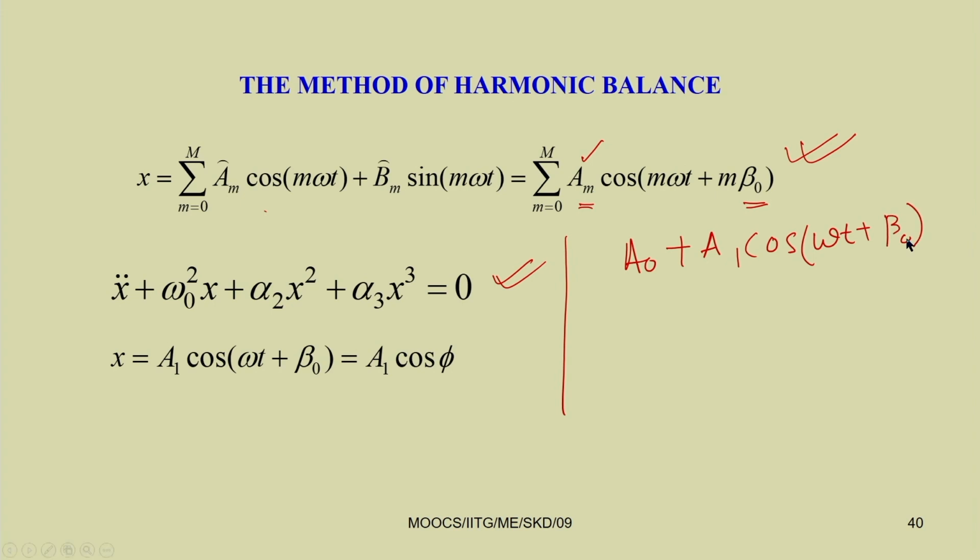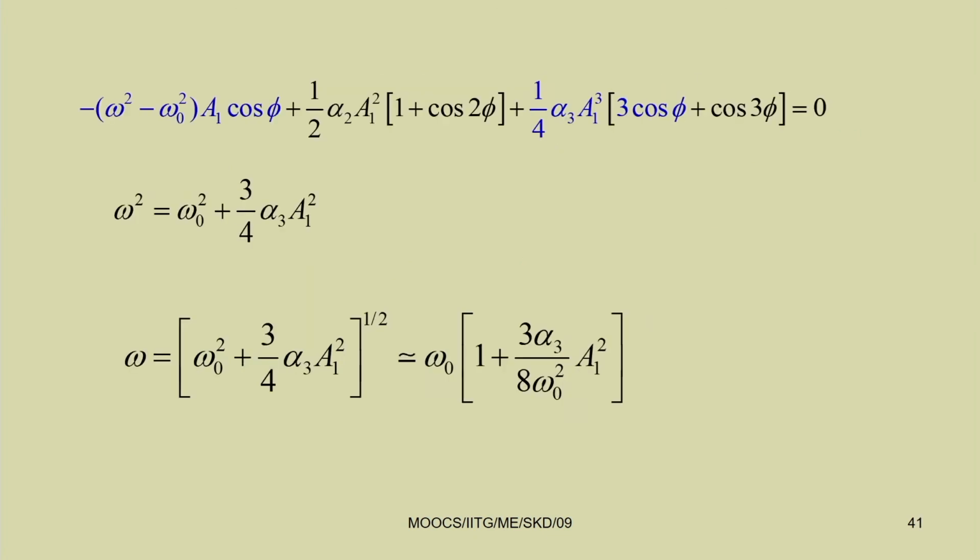If you are taking m equal to 0, this becomes a 0. If you are taking m equal to 1, you are getting this term a1 cos omega t plus beta 0. So, let us take x equal to a1 cos omega t plus beta 0, or this omega t plus beta 0 I can take equal to phi. So, in this way x equal to a1 cos phi, by substituting x equal to a1 cos phi in this equation, it can be written in this form: minus omega square minus omega 0 square a1 cos phi plus half alpha 2 a square.